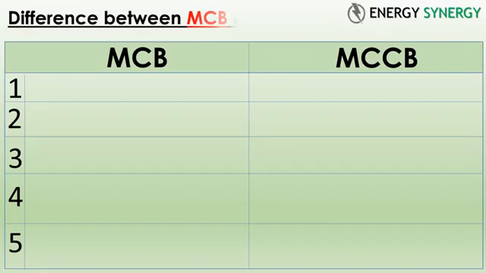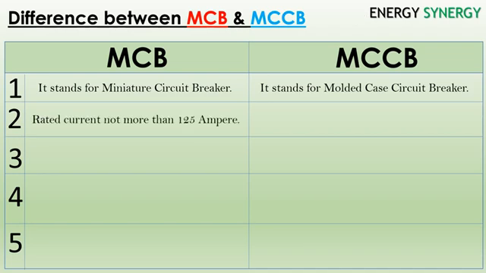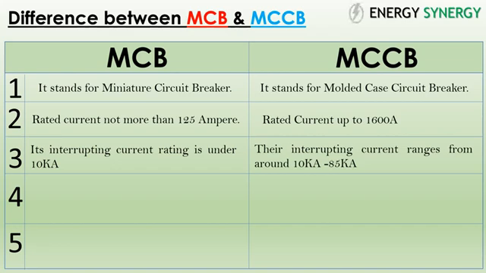Difference between MCB and MCCB. MCB stands for Miniature Circuit Breaker. MCCB stands for Molded Case Circuit Breaker. MCB: rated current not more than 125 ampere. MCCB: rated current up to 1600 A. MCB: interrupting current rating is under 10 kA. MCCB: their interrupting current ranges from around 10 kA to 85 kA.